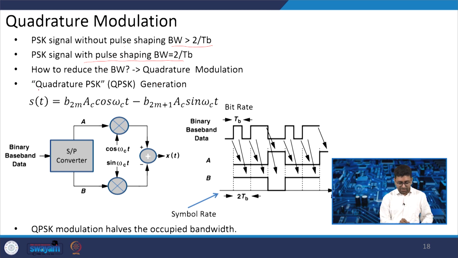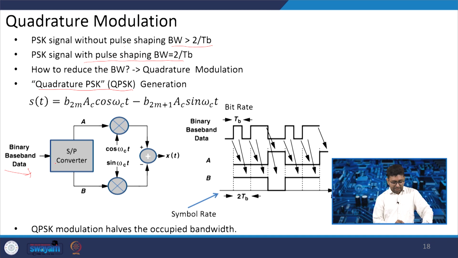The first term, quadrature phase shift keying, can be written as s(t) = b(2m) A_c cos(ω_c t) minus b(2m+1) A_c sin(ω_c t). What is happening? We are getting a binary baseband data signal, and there is a serial to parallel converter. This is the serial data coming at the input with bit period TB, with bandwidth 2/TB.